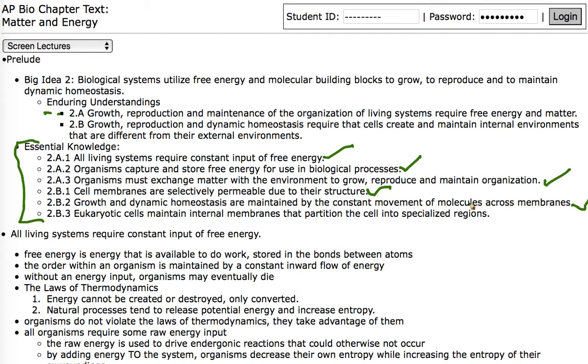So the reason cells like algae that are floating in a pond or in the ocean are different than the water around them is that they are pumping things into themselves. The cells are getting what they need from the water around them. And by pumping those chemicals, they're making themselves different than the water around them. And lastly, eukaryotic cells maintain internal membranes that aid the partitioning of the cell into regions, and that's where we get all of our organelles. So let's go ahead and scroll up here.